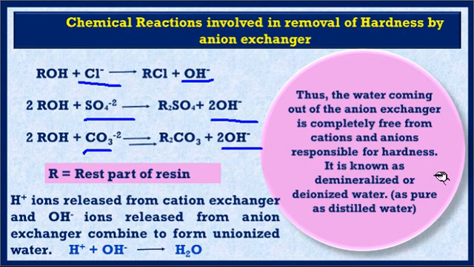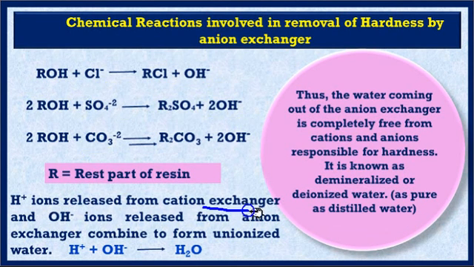Thus, the water coming out of the anion exchange resin is completely free from all the cations and anions responsible for the hardness. So it is known as demineralized or deionized water. It is as pure as distilled water. The H plus ions released from the cation exchanger and the OH minus ions released from the anion exchanger now combine and form H2O. So in all, the overall output from these exchangers is H2O only. No other ion remains in the water.